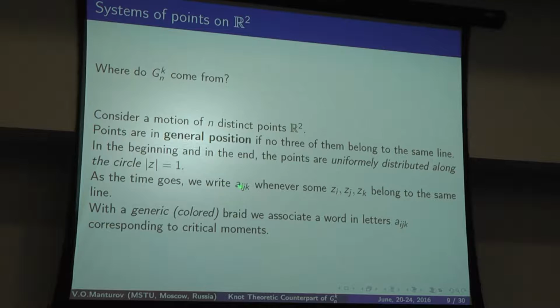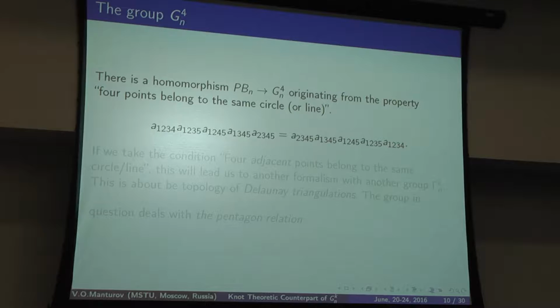As time goes, I would like to write a_{ijk} whenever some z_i, z_j, and z_k belong to the same line. And now, of course, it's clear what is meant by the words general position. It means that the number of moments when some 3 points are collinear is finite, and also we should ask that all these points are non-degenerate. Now with such a braid we associate a word.